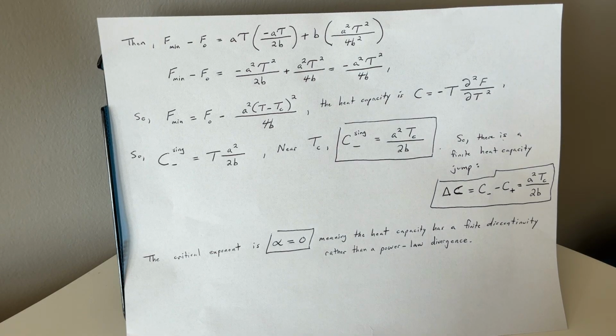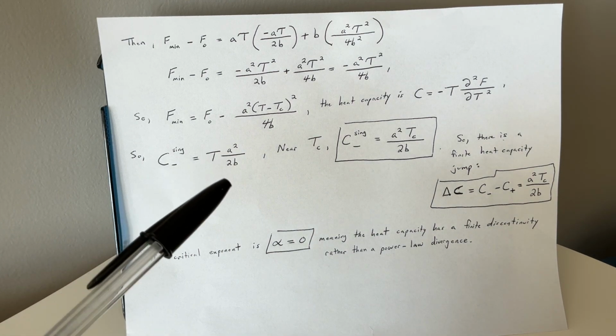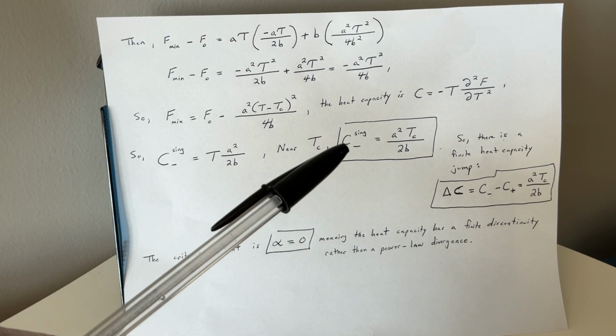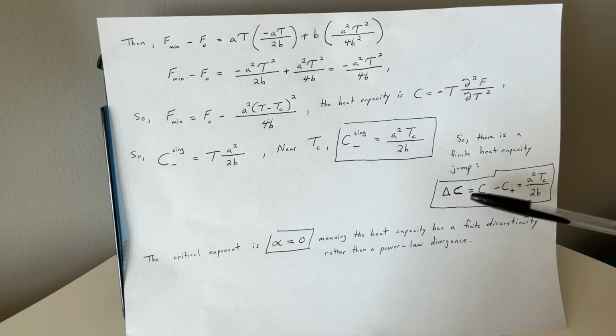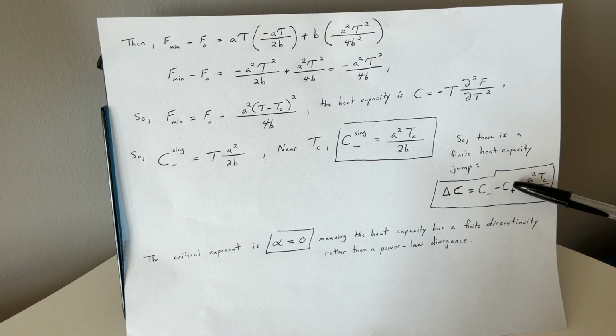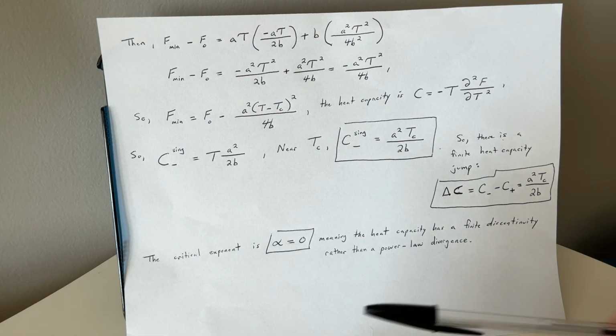And so C minus sing equals T A squared over 2B; near T sub C, C minus sing equals A squared T sub C over 2B. So there is a finite heat capacity jump. So this delta C equals C minus minus C plus equals A squared T sub C over 2B. And the critical exponent is alpha equals 0, meaning the heat capacity has a finite discontinuity rather than a power law divergence. Okay, so that's all for this practice problem. Thank you very much and have a great day.